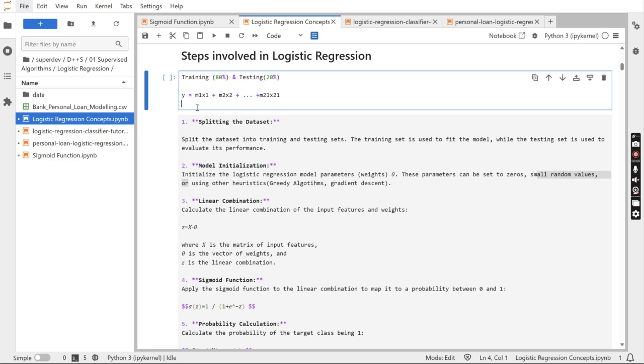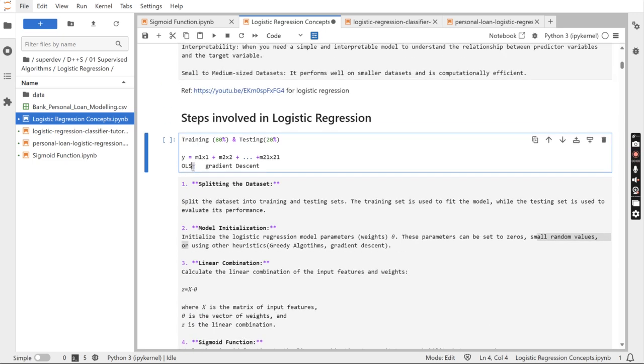Now here is where the confusion often happens for a lot of folks. There are different ways you can find out these values. One is called ordinary least squares. The second method is called gradient descent, and there are a few more also. So different ways are there to find out the values of m1. I will talk about them one by one.